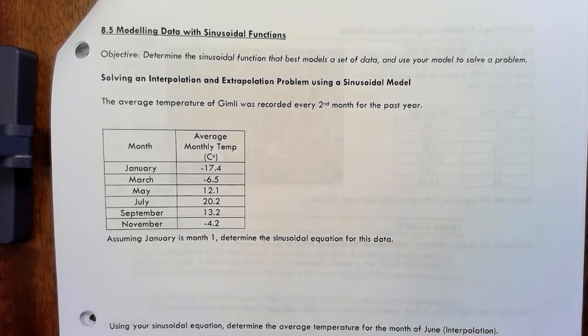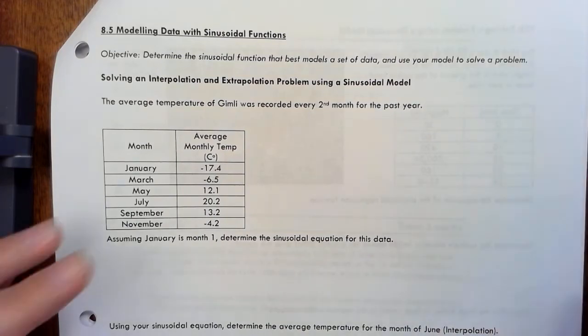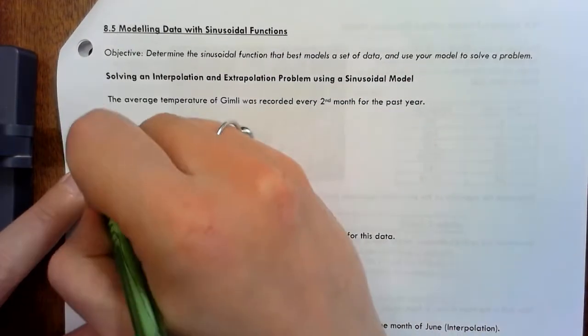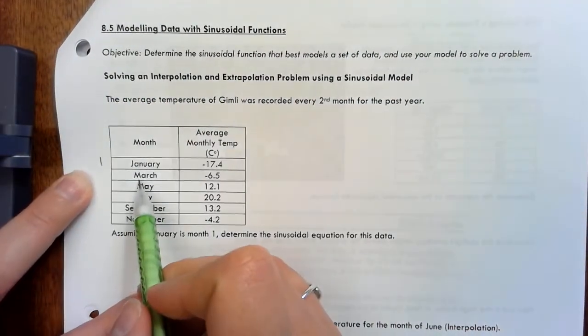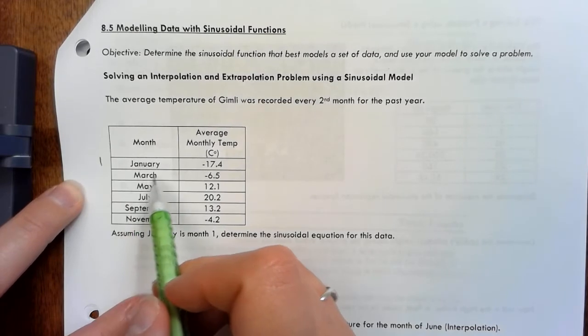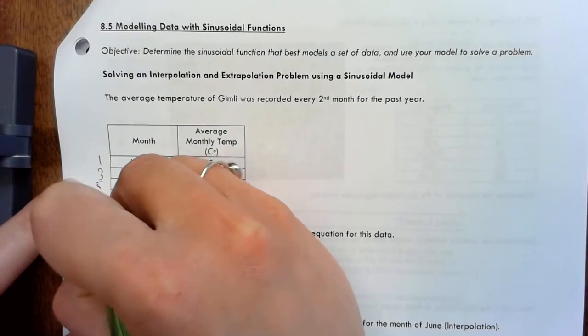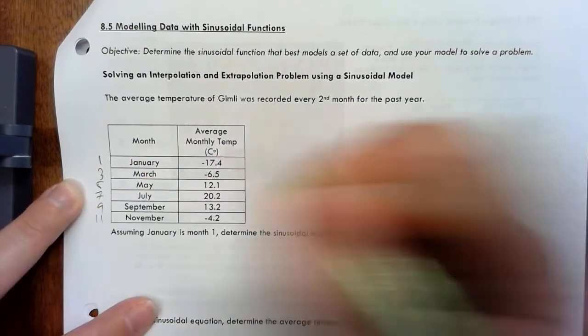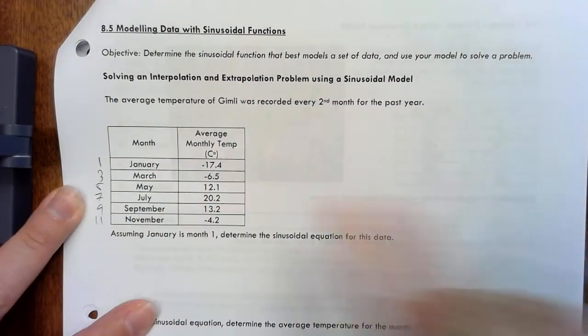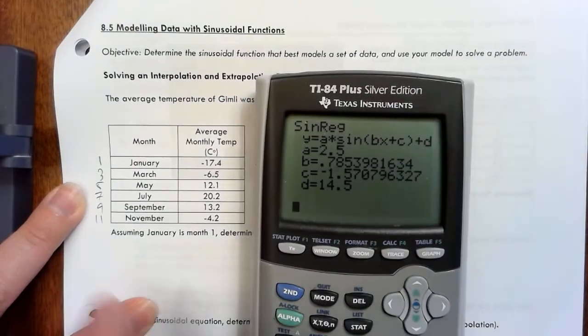But we know how to do that, right? We know how to find y values and x values and minimums and maximums. None of this is new here. So January is month 1. What should March be? I don't think 2, because then what would February be, right? I'd say March should be 3 probably, and then May is 5, 7, 9, 11. So when I put this in my calculator, these are the x values I'm going to use.